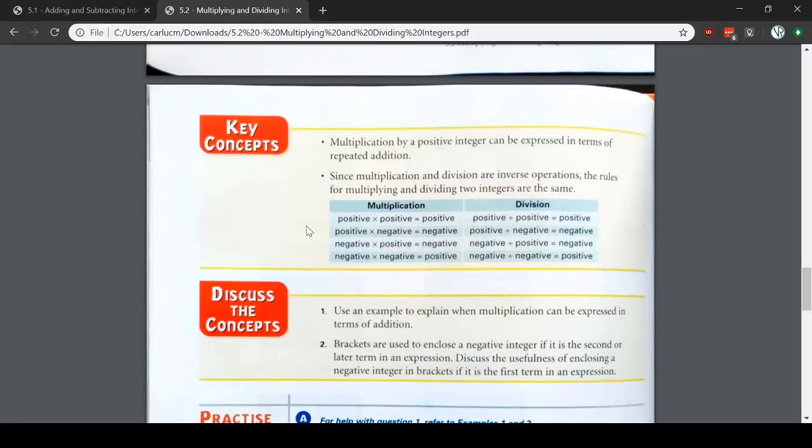If you look at this chart, multiplication and division, both sides, each line is the same. Two positives, positive; two negatives, positive; a negative and a positive equal a negative, and a positive and a negative the same. So both sides are the same. So we can simplify this chart down by getting rid of the two columns. Just say whenever you're multiplying and dividing, these are the things that happen.